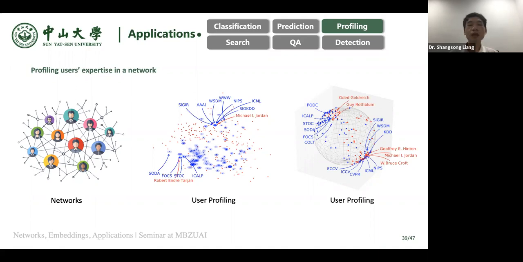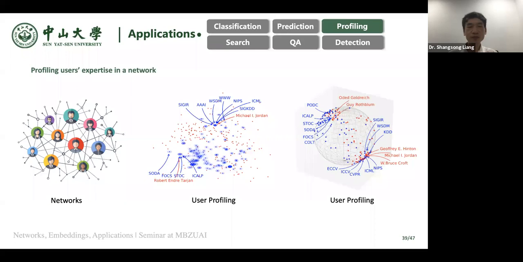But the problem is how to find a good space, a semantic space, to model such data. Different networks should be associated with different semantic spaces. Although in our paper we have mapped the scholars' nodes into the hyperbolic space, are there any other more effective spaces that can model such data? That is a very good application of profiling as well.